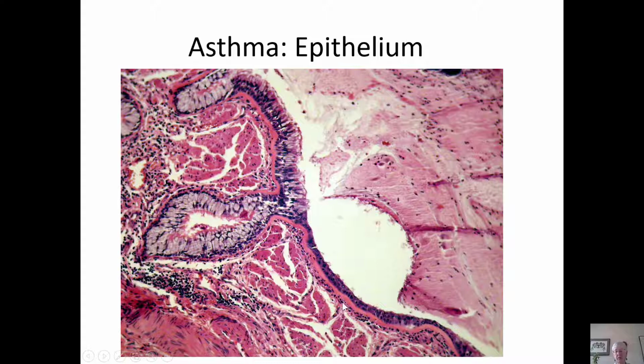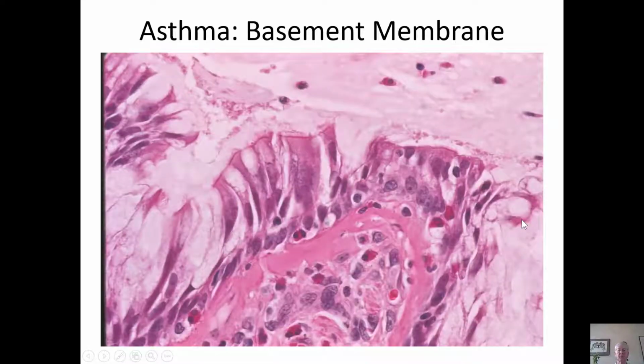Note also the abnormal basement membrane. The basement membrane in an asthmatic tends to be thickened, but also thickened in an irregular fashion. In this slide, please note also the presence of eosinophils, goblet cell metaplasia, and mucus plugging.